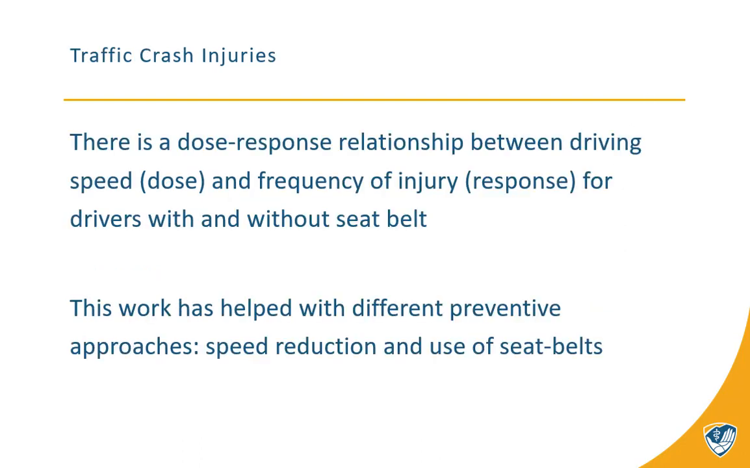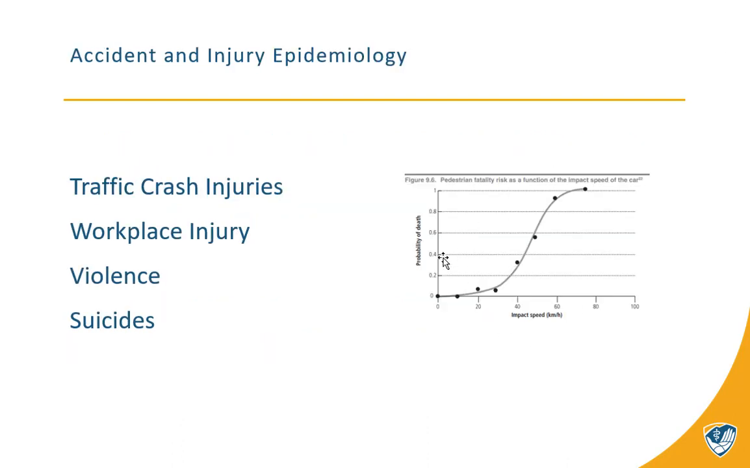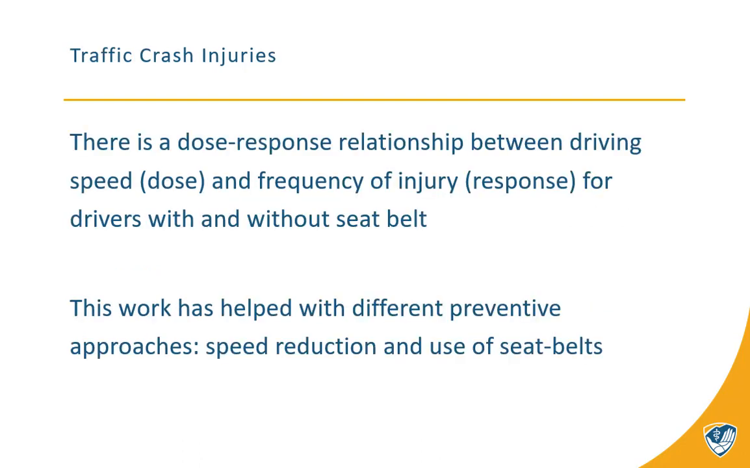So I just kind of talked about this already with traffic crash injuries. If we go back to the last slide here, we see again that at lower speed there is a lower possibility of death in a pedestrian. But if we take a look at faster speeds, somebody's going to die or there's a greater probability of death. Let's talk about traffic crash injuries in relation to individuals in the car.